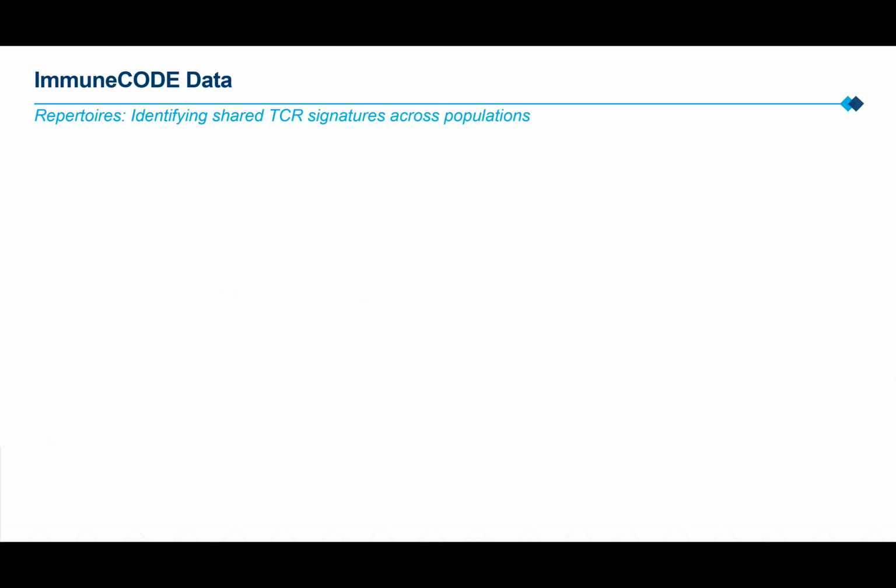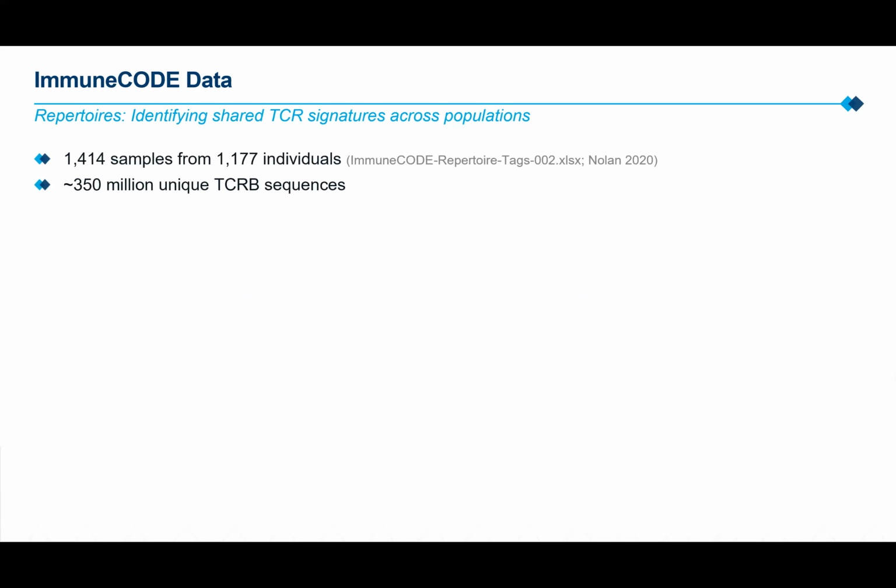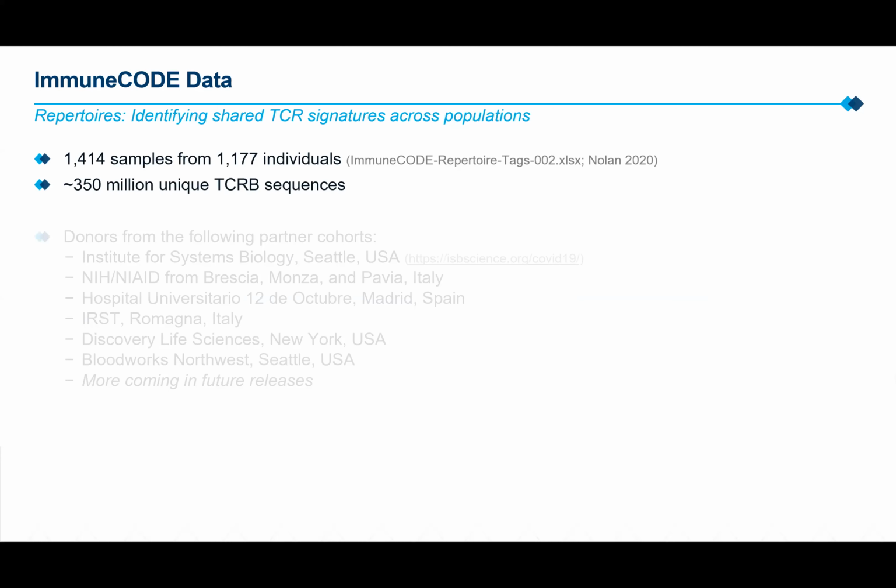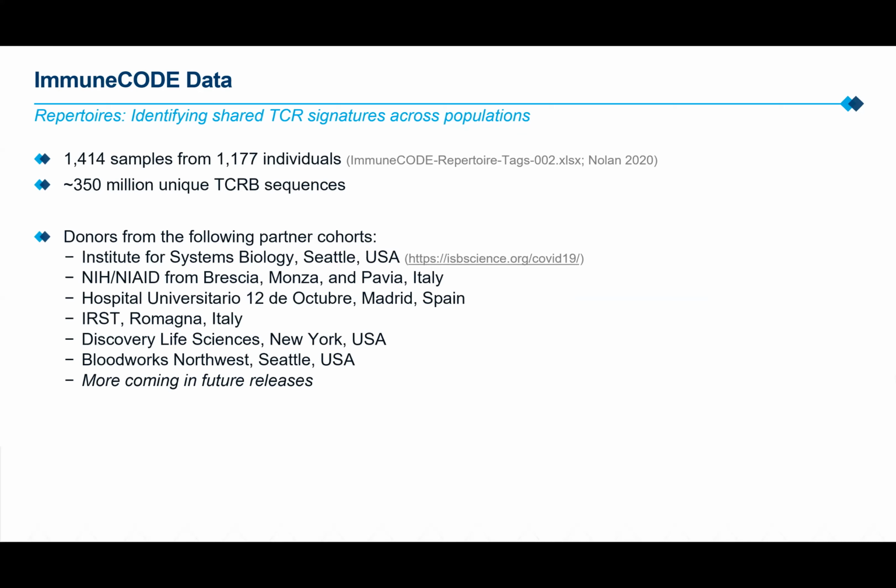The other type of data that we are generating is really focused on repertoires, and the goal here is to identify shared TCR signatures across populations. In the current release, there's about 1,400 samples from 1,200 individuals, about 350 million unique TCR beta sequences. These are all bulk sequencing. The data come from really 2 major sources. The first is from partner cohorts. Here's a list of the cohorts that are currently available. There's more that will be coming.